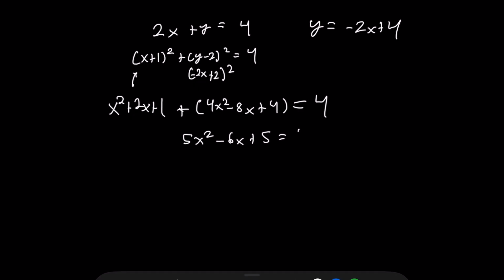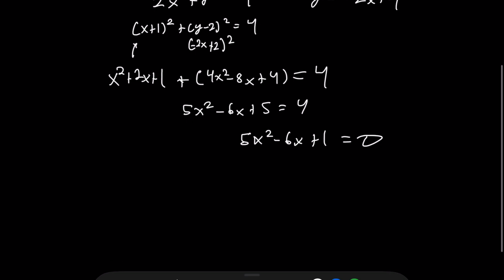So this should be 5x squared minus 6x plus 5 is equal to 4, and then we can just move that over. 5x squared minus 6x plus 1 is equal to 0. Okay, do some factoring.